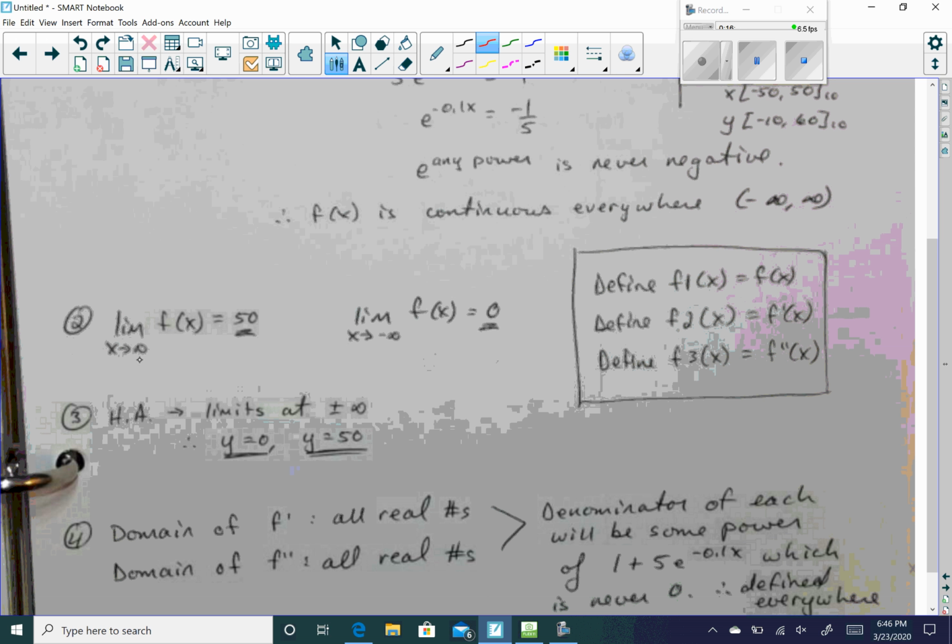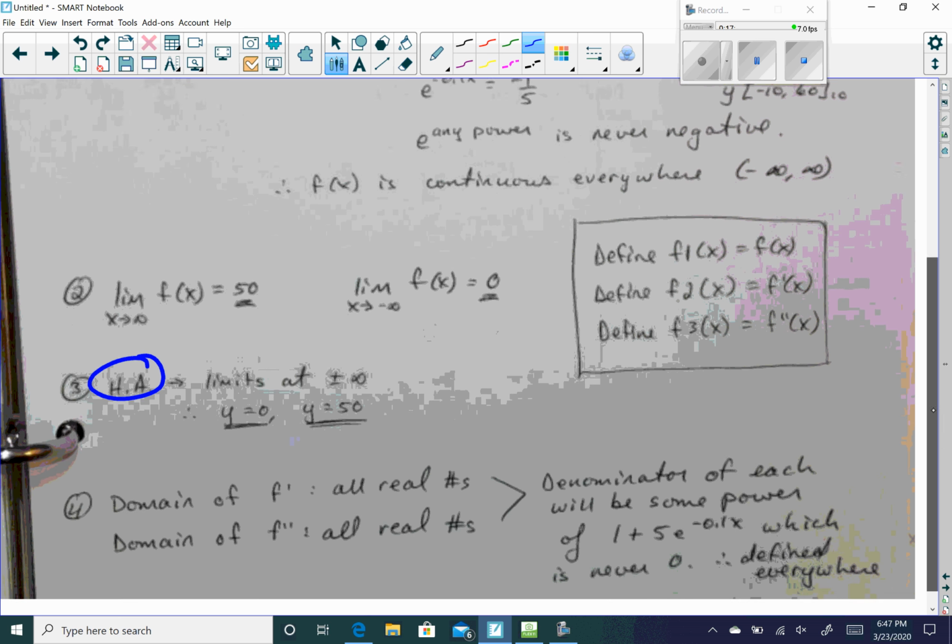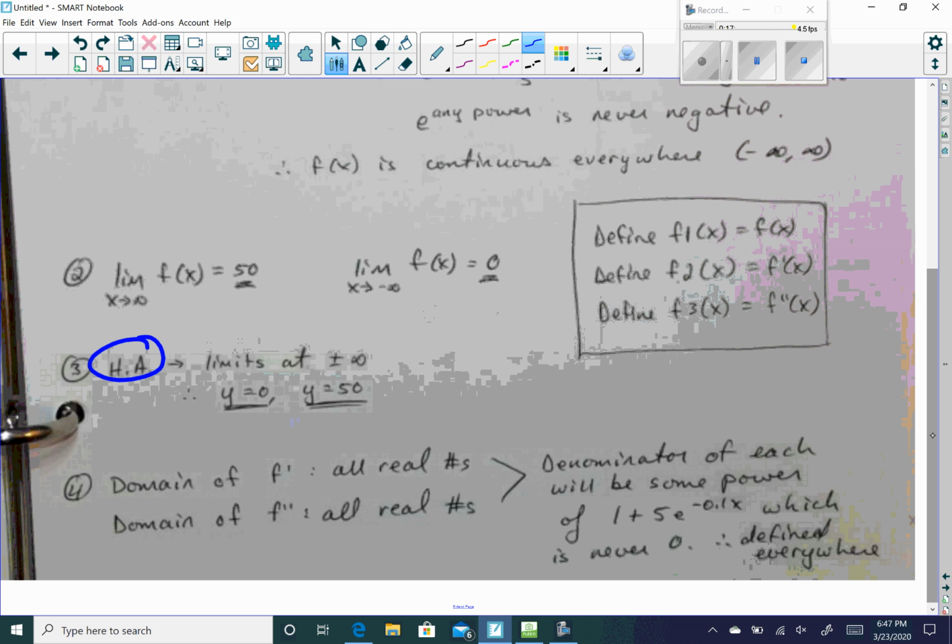So the limit of f of x as x keeps increasing without bound seems to approach that horizontal line of y equals 50. And then if we keep choosing large negative numbers here, it looks like the limit here is going to 0. But these are connected. Remember, limits at infinity are horizontal asymptotes. So that's what I have written here. So the 2 horizontal lines we're getting as we keep increasing and decreasing without bound are at y equals 0 and y equals 50.